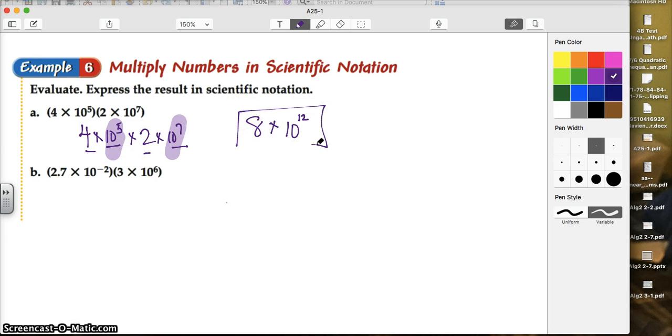So this is our answer. Why do I know I'm done? Because we want the result in scientific notation. And we remember that scientific notation is simply multiplying a number times 10 to a power. And that's what we got. And that number is between 1 and 10.